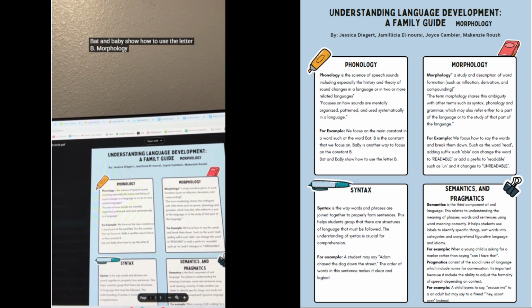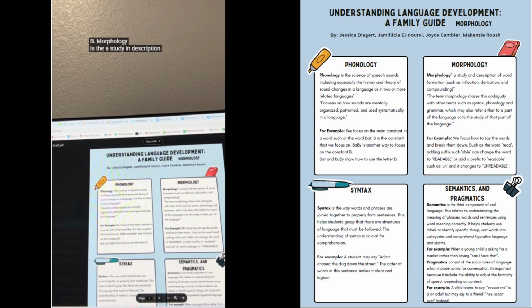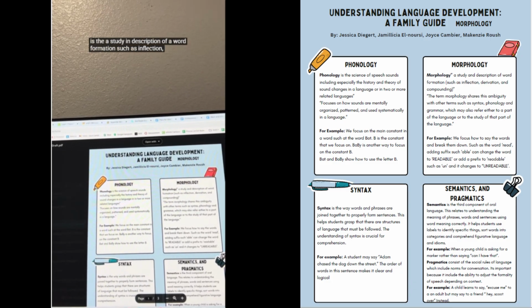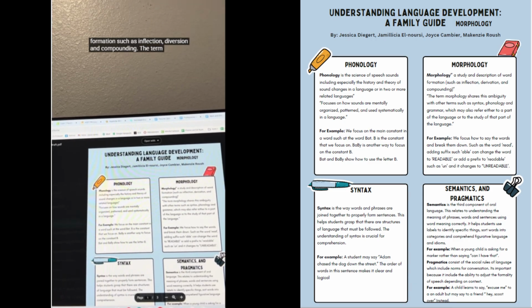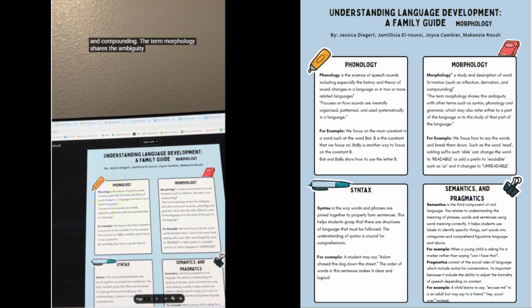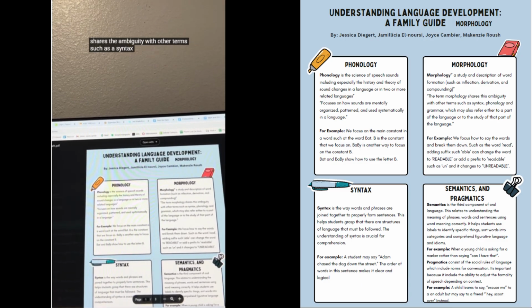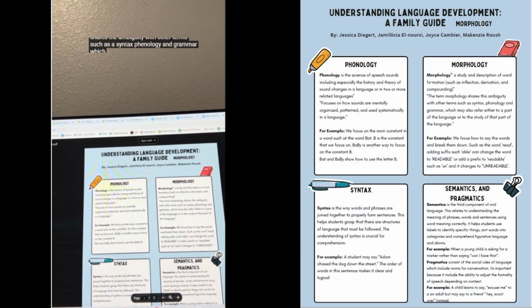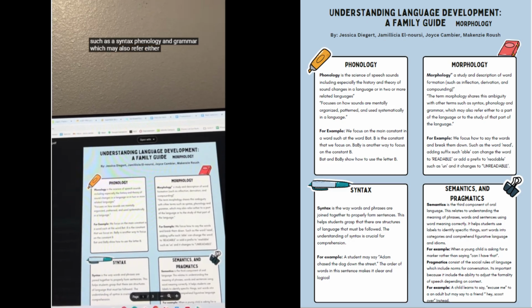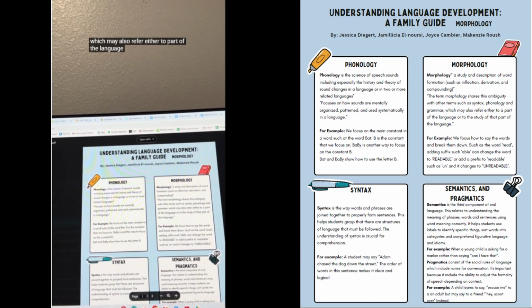Morphology is the study and description of word formation, such as inflection, derivation, and compounding. The term morphology shares the ambiguity with other terms, such as syntax, phonology, and grammar, which may also refer either to part of the language or the study of that part of the language.